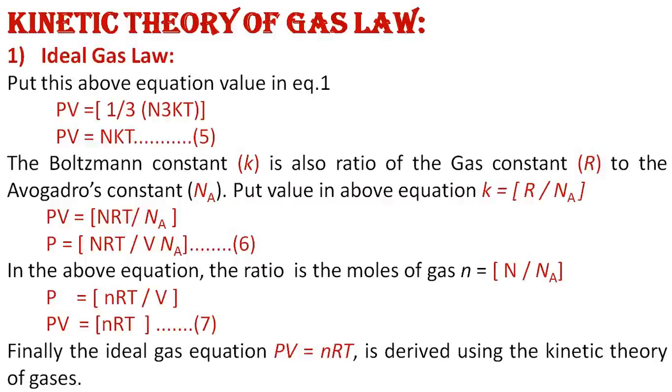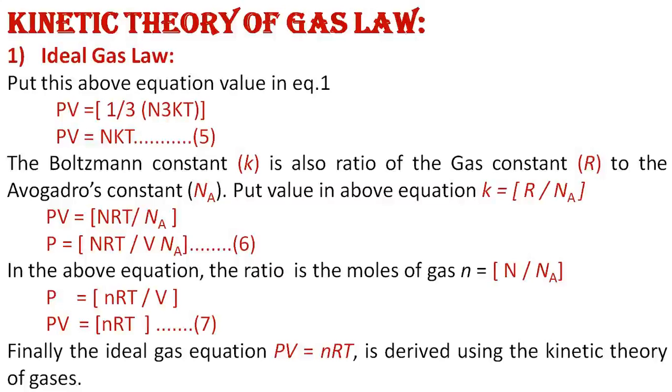k is equal to R upon Na. So PV is equal to nRT upon Na. Here the nRT V terms shift to the right side, that is V upon Na. So in the above equation, the ratio of the moles of gas, small n, is equal to N upon Na. So P is equal to small nRT upon V.